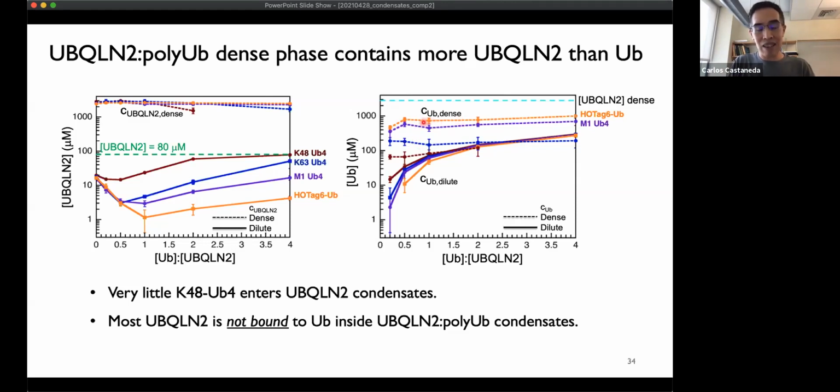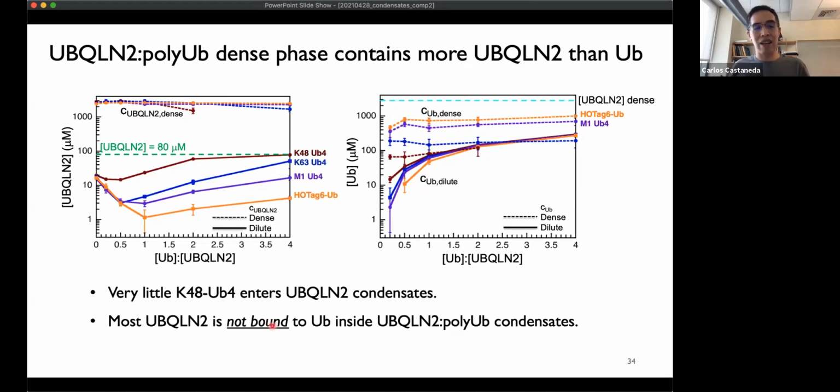But even still, even when we look at the orange and the purple lines shown here, those dense phase concentrations of ubiquitin are nowhere close to where ubiquilin is. That's an interesting observation in that most of the ubiquilin is not bound to ubiquitin. In fact, you have ubiquilin maybe at least twice as much or 3 times as much as the ubiquitin concentration, as you see here.